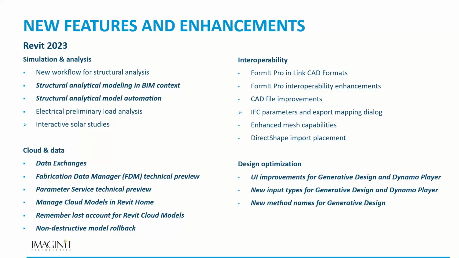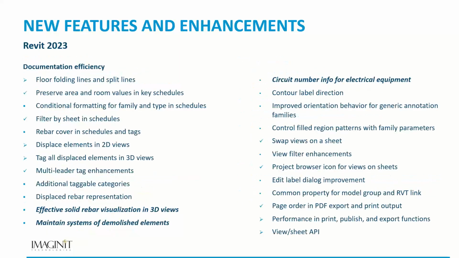Design optimization, we didn't talk about the generative design at all, or Dynamo, but that whole interface has been cleaned up and is a lot nicer to work with. There are some additional structural analytical tools that we didn't get to. As far as cloud and data, that has been improved as well, so we can manage cloud models in the Revit home now. Better data exchanges, and the fabrication data manager is in there. So there's a lot of stuff.